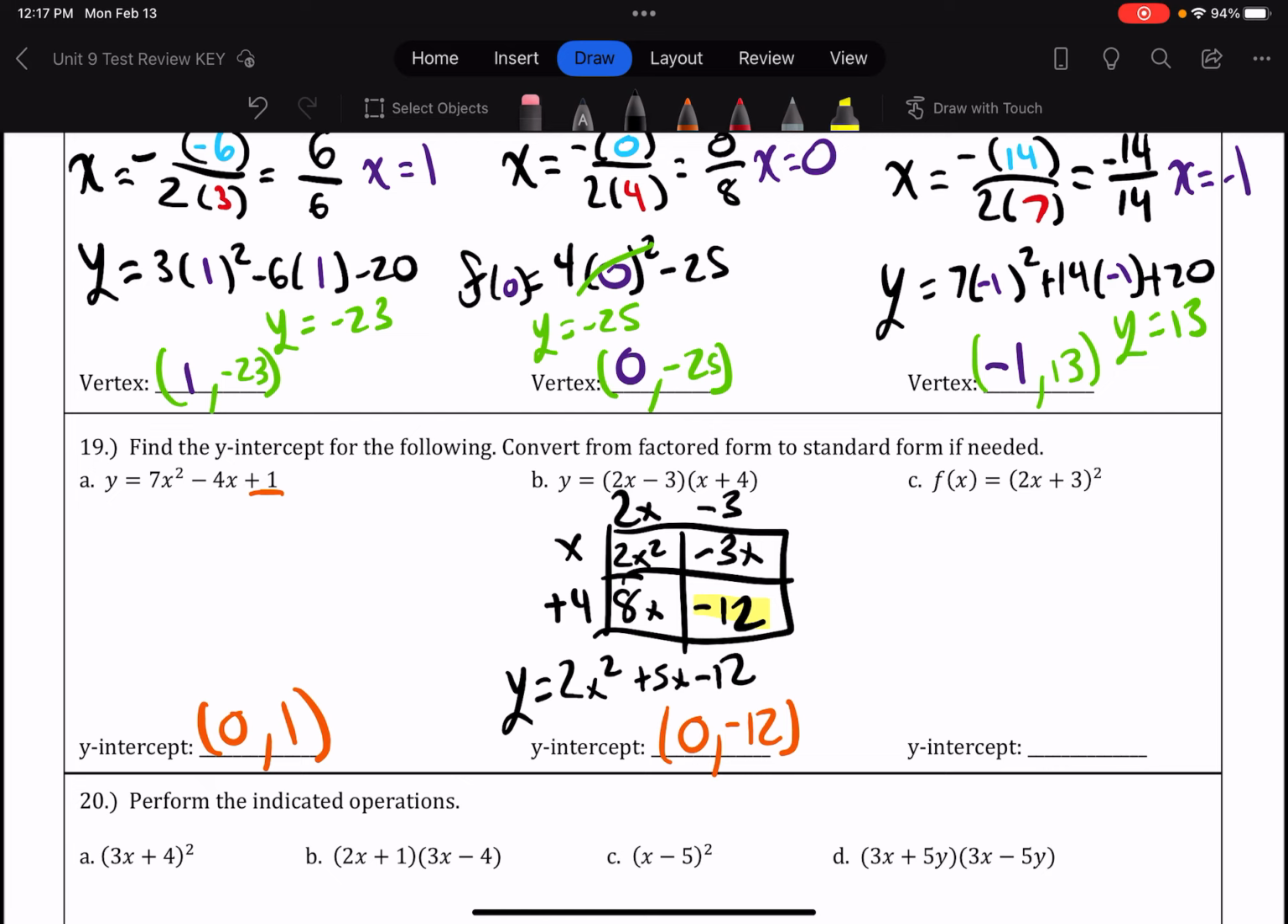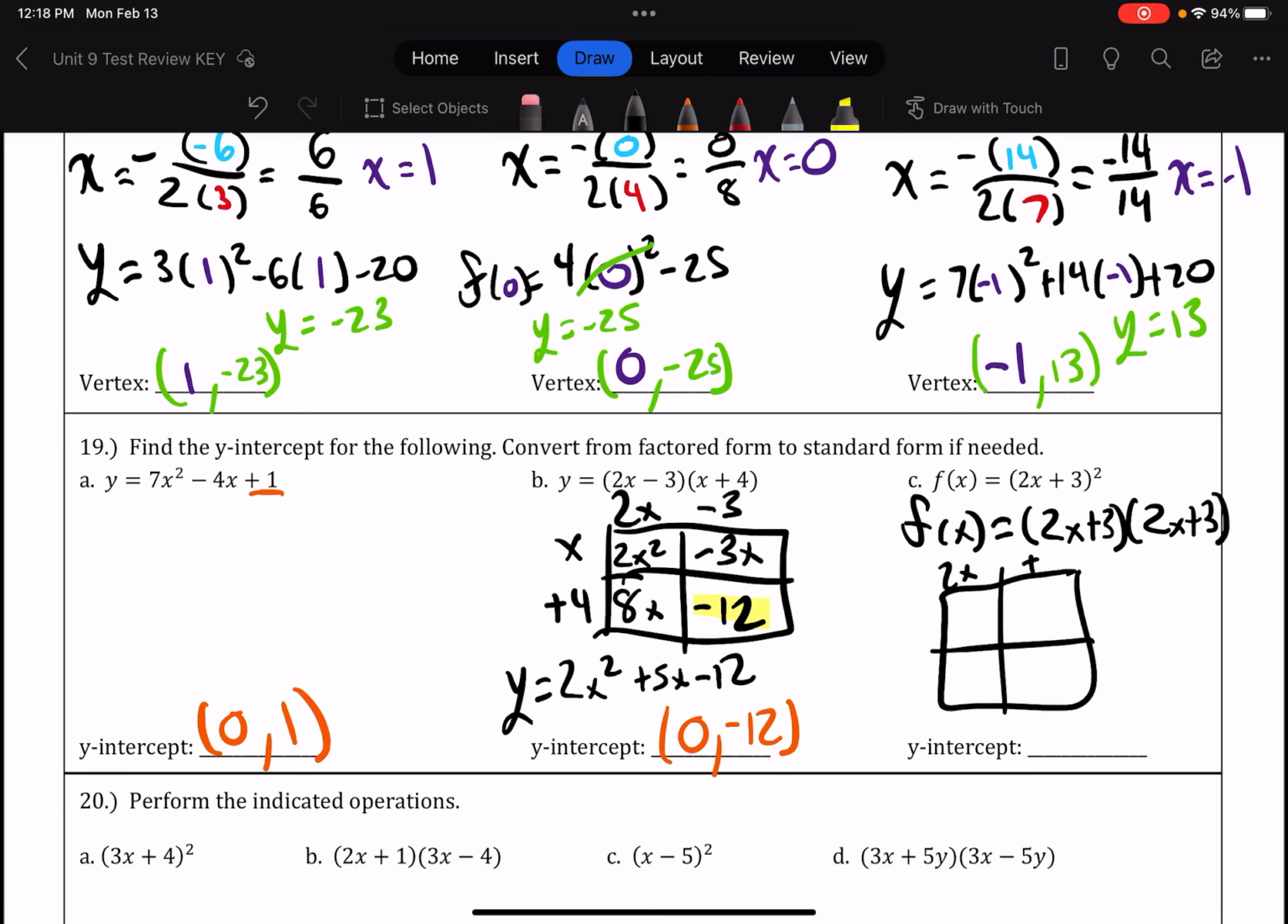C is a little different, and I can expand this because it says 2x plus 3 squared. I can rewrite that to say 2x plus 3 multiplied by 2x plus 3, and then use the box method to do 2x plus 3 multiplied by 2x plus 3. So that's 4x squared plus 6x plus 6x plus 9. That simplifies to 4x squared plus 12x plus 9, giving us a y-intercept at 0, 9.